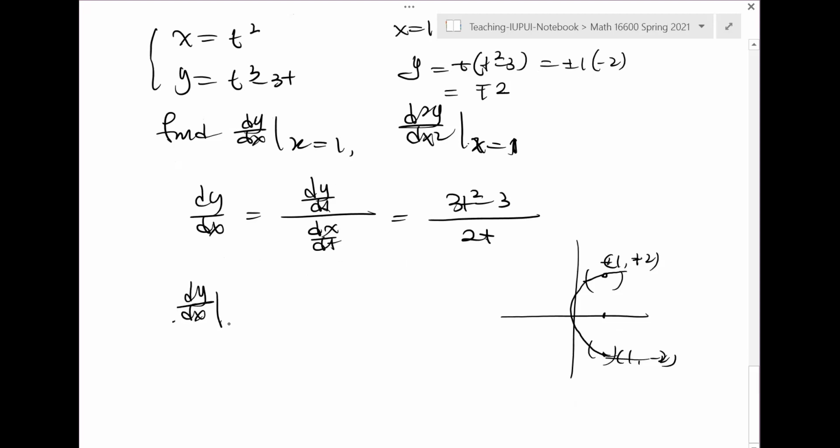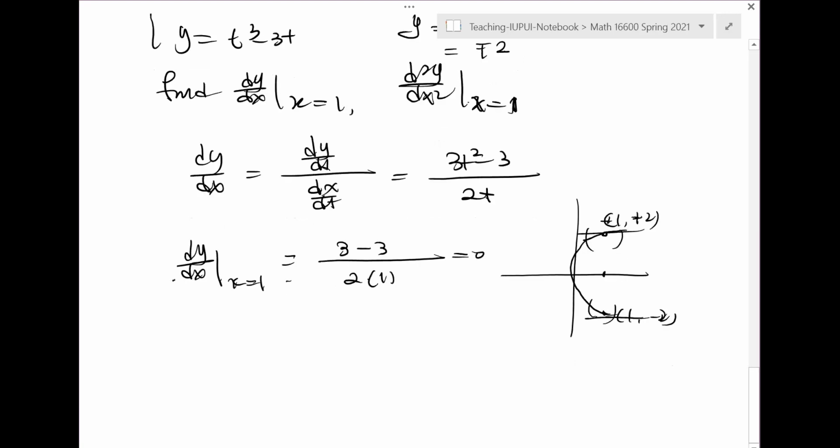When x equals 1, the first solution is when t equals positive 1. So that's 3 minus 3, over 2 times positive 1, and it's going to be 0. It doesn't matter which piece you choose, because it's horizontal either way, since t squared is 1.